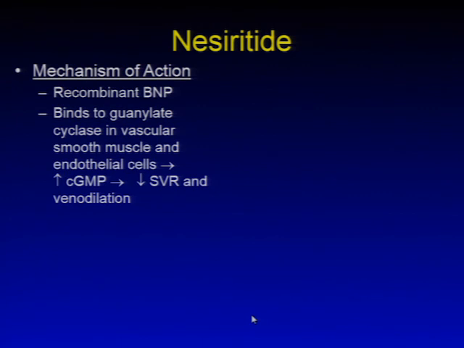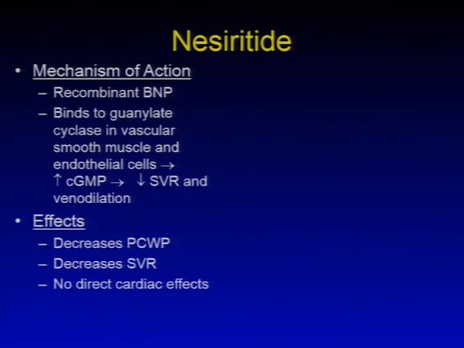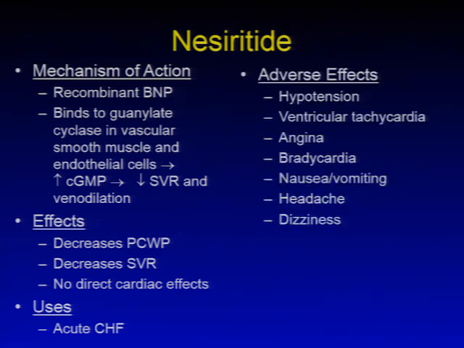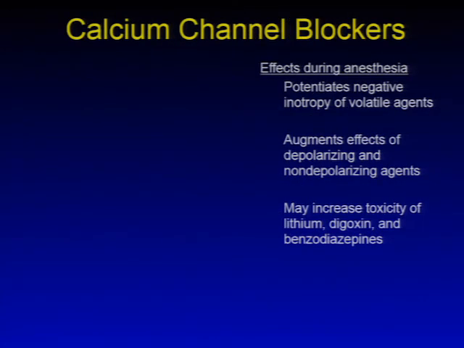And nesiritide, the mechanism of action: this is a recombinant BNP hormone. It leads to a decrease in SVR as well as venodilatation. The effects are that there's a decrease in wedge pressure or left-sided heart pressures, as well as lowering the systemic blood pressure. Nesiritide does not have direct cardiac effects. Its use is primarily in patients with acute congestive heart failure. Adverse effects, though, like most of the vasodilators, are that hypotension can be profound, as well as bradycardia or other arrhythmias.